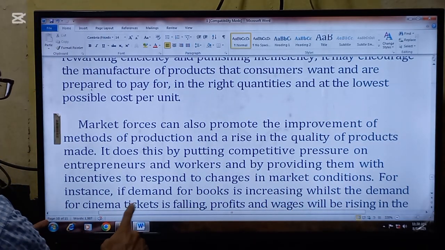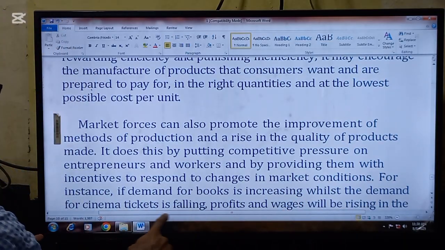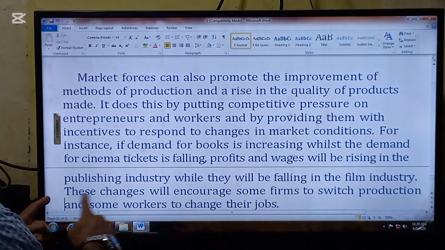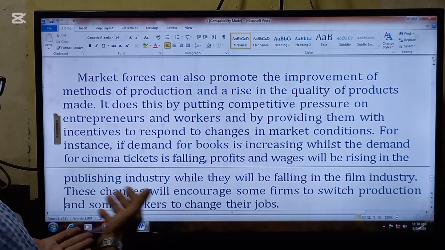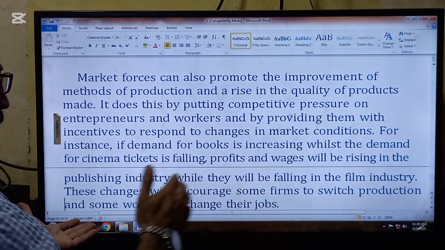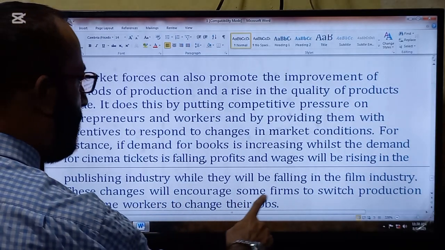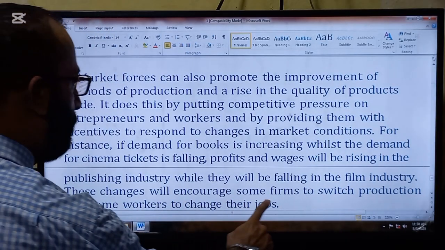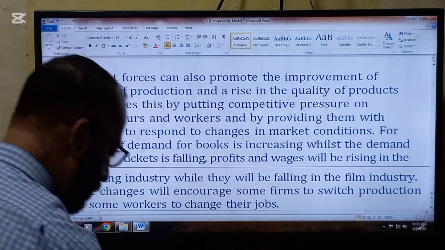For instance, if demand for the books is increasing while the demand for the cinema tickets is falling, profits and wages will be rising in the publishing industry because the demand for the publishing industry's products is on the rise. So workers and the businessmen will move towards the publishing industry while profits and wages will be falling in the film industry. These changes will encourage some firms to switch production and some workers to change their jobs.